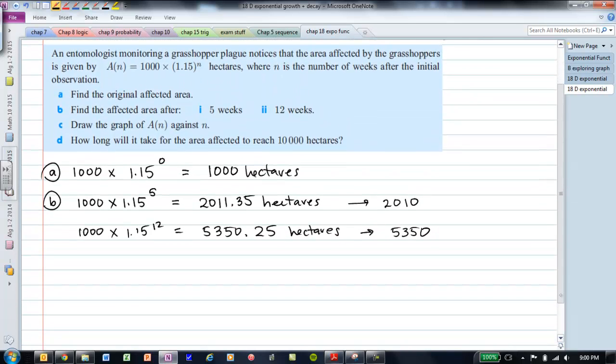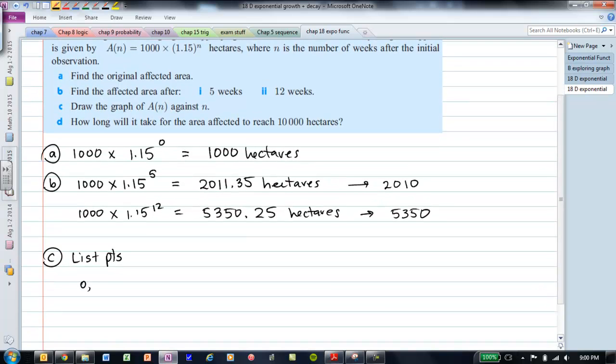Alright, as we move on, now we get to the part where it says to draw the graph. This is where you actually need to be pretty specific. So you're going to want to make sure that you are aware of some of the data that you've already found. So first, you already know 3 points. So we're going to list the points that we know. We know the point 0, 1,000. We know the point 5, 2010. And we know the point 12, 5350. So we already know 3 specific points.